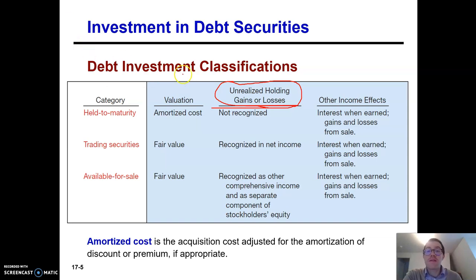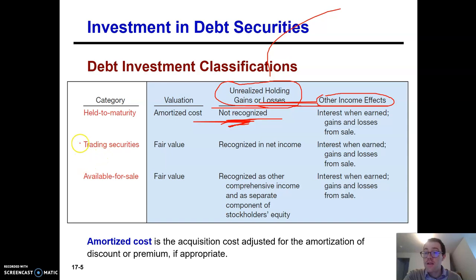So again, if you're doing amortized cost, the unrealized gain or loss, whichever it is, is not recognized. There's no effect there. And there are other income effects. Pretty standard. You recognize interest income when you earn it, and if you sell it, then you recognize the gains or losses. Okay, that's pretty straightforward for held to maturity. That's how we would treat gains or losses on any other asset.